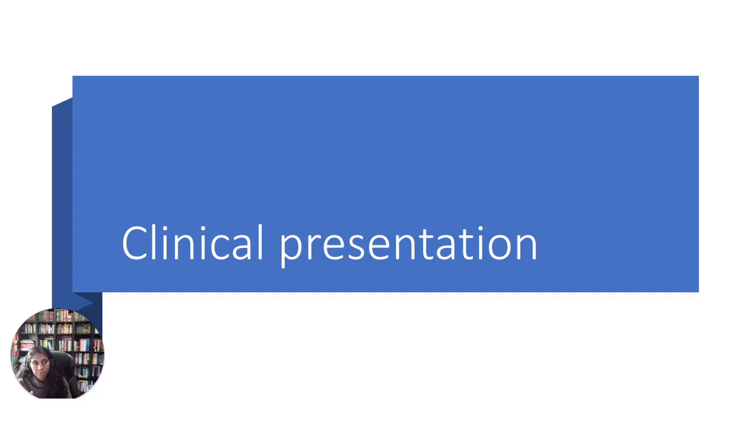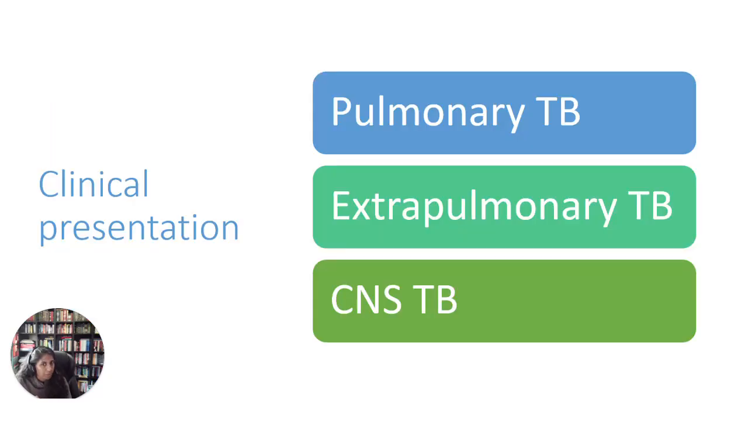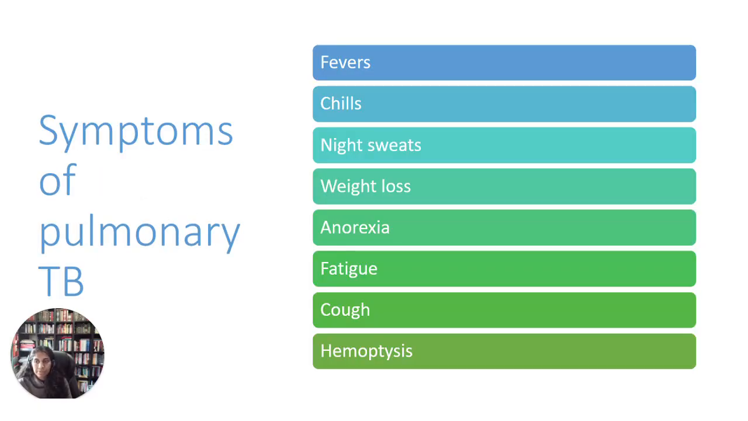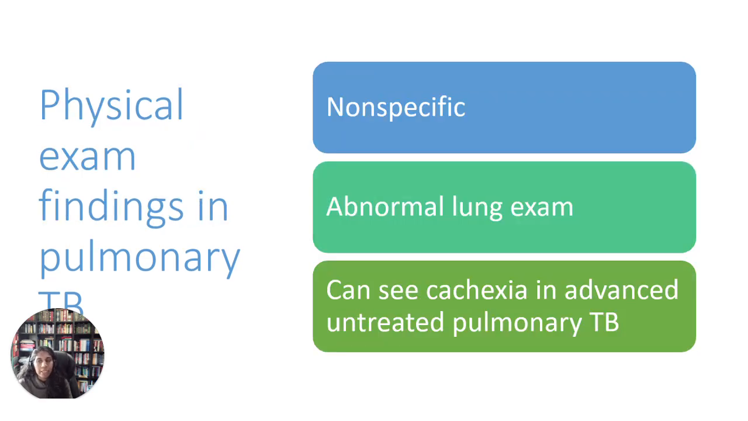So in terms of the clinical presentation of active TB disease, we'll talk about pulmonary TB, extrapulmonary TB, and CNS TB. So the symptoms of pulmonary TB include fevers, chills, night sweats, weight loss, anorexia, fatigue, cough, and hemoptysis. The physical exam findings, however, are nonspecific.